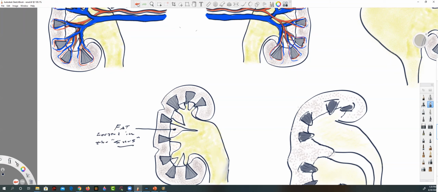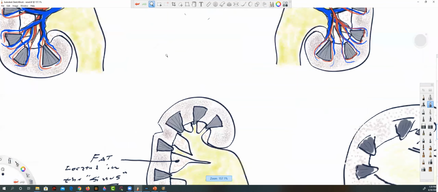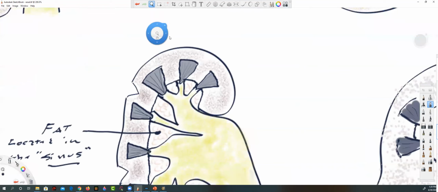You know what? Let's zoom in on this guy a little bit more. We'll continue to use this one. It's a little cleaner to look at. So each pyramid drains. At the apex of the pyramid, of course, some pyramids are upside down, some are sideways, and some are right side up, just from this picture. But the apex of the pyramid itself, that is called the papilla.